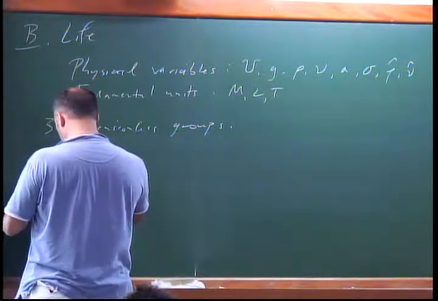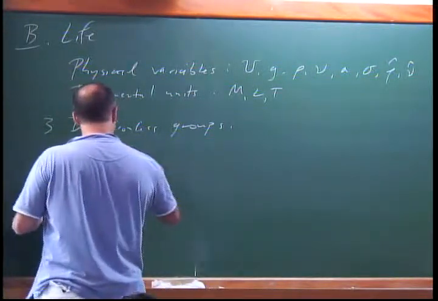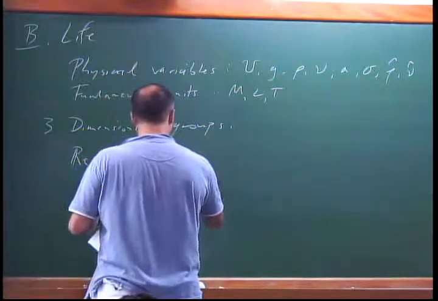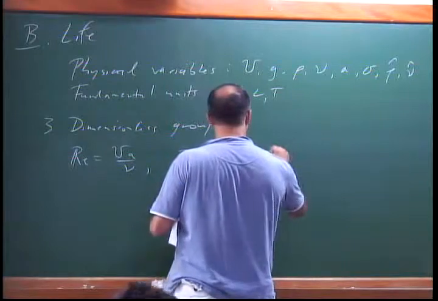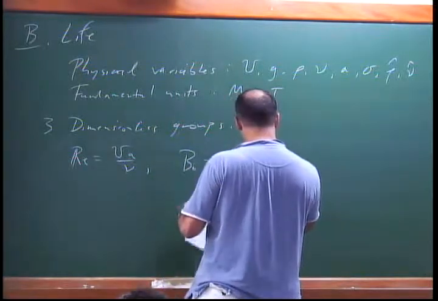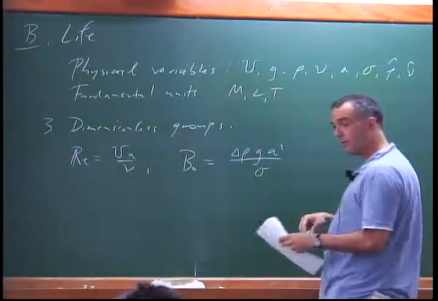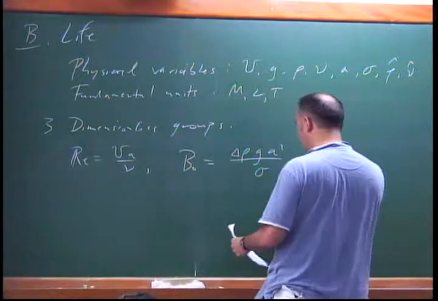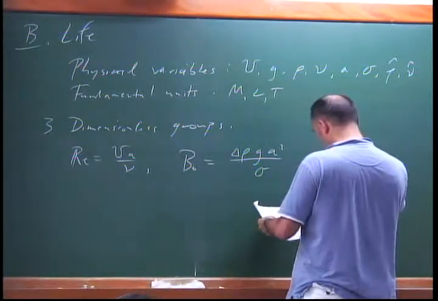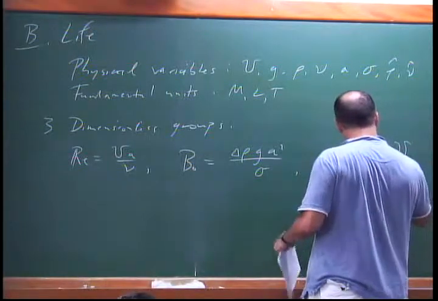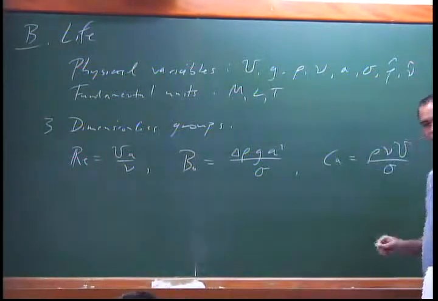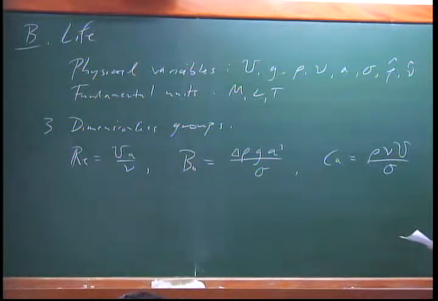So we have the Reynolds number, UA over nu, and the Bond number, delta rho G A squared. I'm kind of cheating here a bit. I'm just going to use delta rho because we can then use the same numbers when we talk about drops, but you get the idea. And then we have the capillary number, which is viscous stresses to surface tension. So all of these we've seen many times in the course.